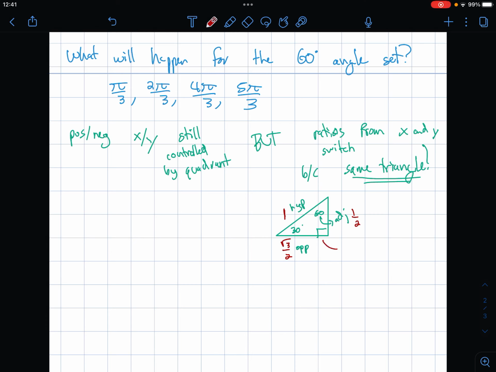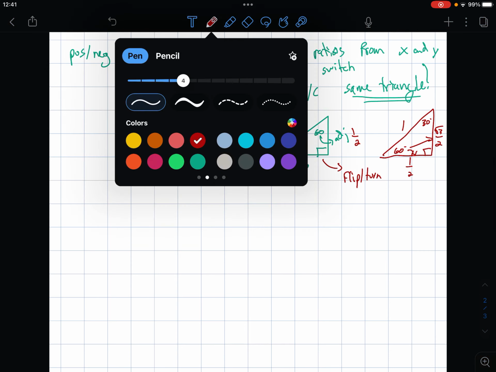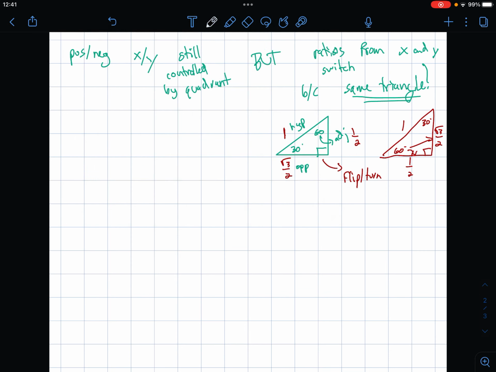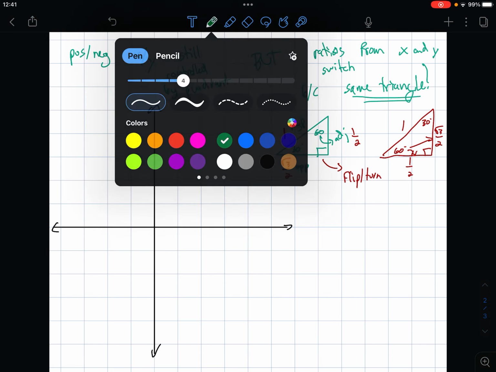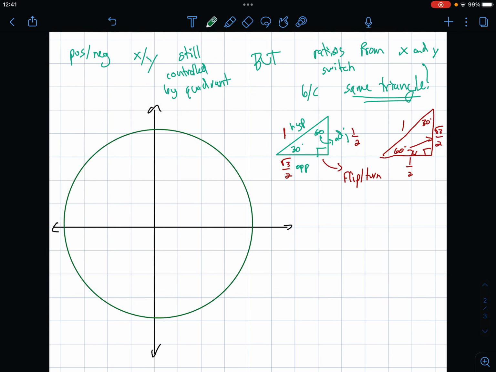It's a little easier to see if we imagine flipping or turning this triangle so that now the 60-degree angle is in its orientation we're more familiar with on the coordinate plane. We have 1, we have 1/2, and we have √3/2. And so now the sine ratio is going to be √3/2, and the cosine is going to be 1/2. So let's go ahead and do that out. We will draw a coordinate grid. We'll put a unit circle on it. And we will see how this compares.